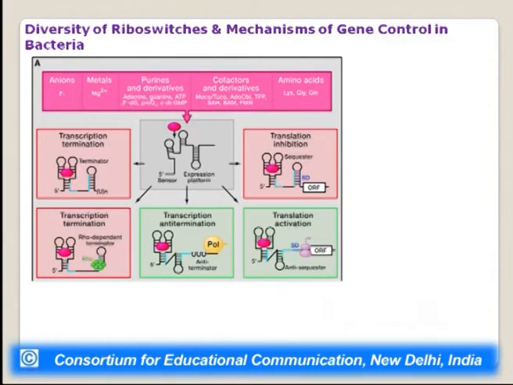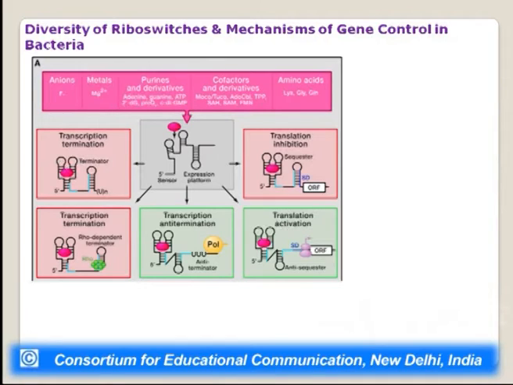Now, this particular diagram shows on the top panel the different metabolites which can act as the ligand. There are atoms which can act as the metabolites. Then there are metals such as magnesium 2+, there are purines and their derivatives such as adenine, guanine, ATP, etc. Then there are cofactors and other derivatives such as SAM and FMN, etc. And then there are amino acids such as lysine, glycine and other amino acids which can act as the metabolites for the riboswitches.